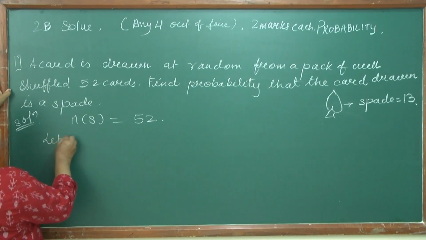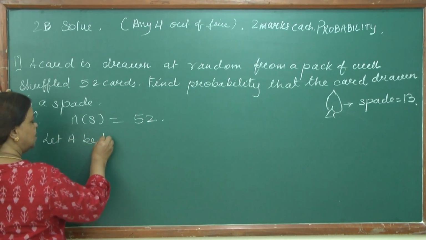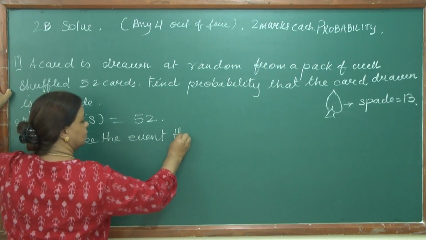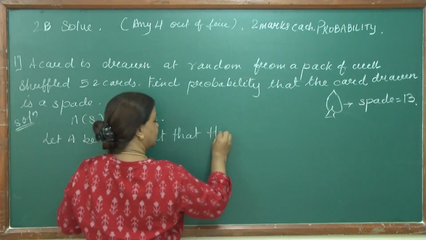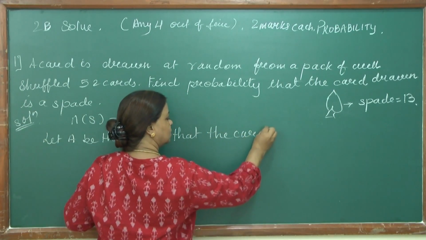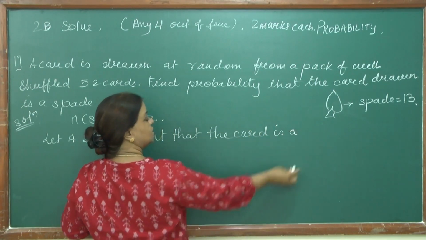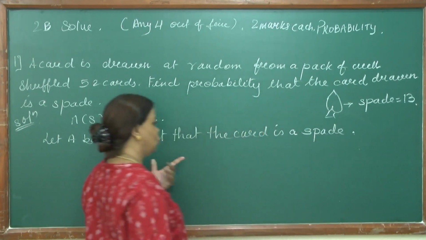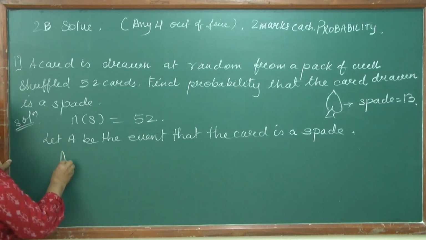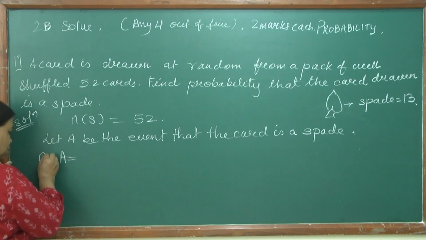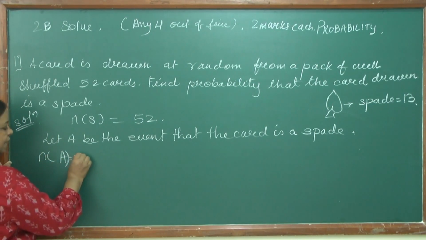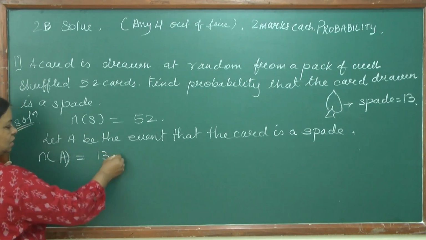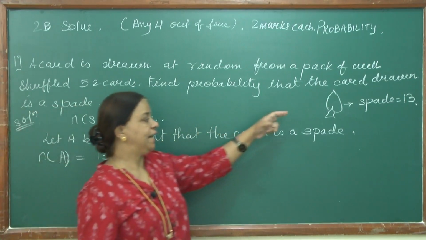Let A be the event that the card is a spade. So the number of elements in A will be equal to how many? It will be 13, because there are 13 spades.